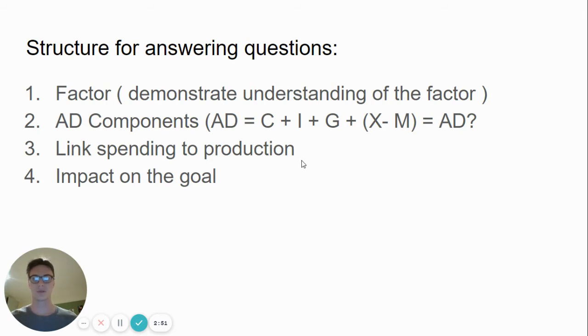Then the third mark is really important, but a lot of students miss this: making a link between spending and production. So if we've got an increase in spending in our economy, that leads to more production, more real GDP, or vice versa. If there's a decrease in spending, it might lead to a decrease in production. You've got to make that link there. It's really important. And finally, you want to be showing an understanding of your goals and also what the impact is on that goal. So you might define it and then say it helps us achieve this goal or not.